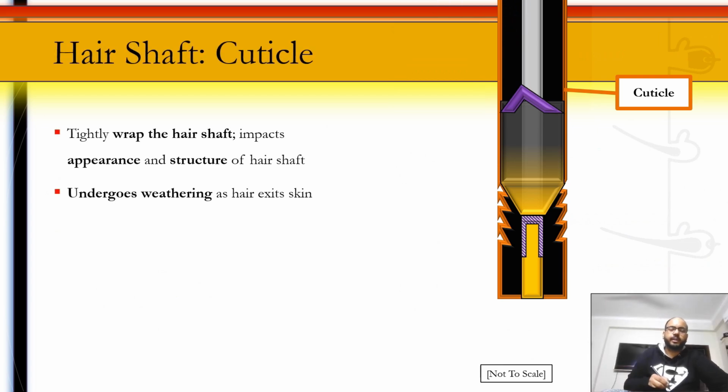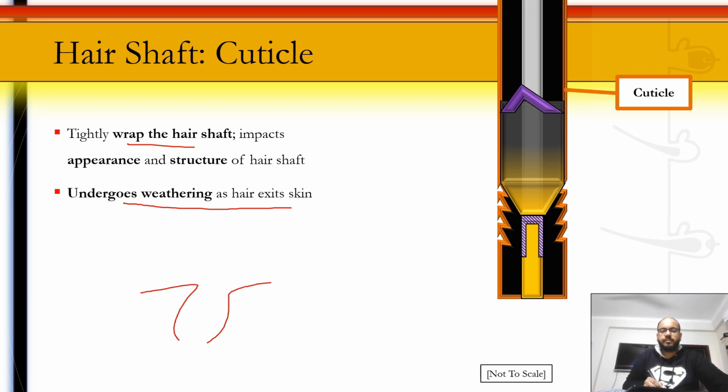Let's discuss the cuticle. Now, the cuticle tightly wraps around the hair shaft and impacts the appearance and structure of the hair shaft. Most of the time, the shininess of the hair comes from the smoothness of the cuticle. When the hair gets older, it becomes entangled and dry. It is because of the denaturement of the cuticle.